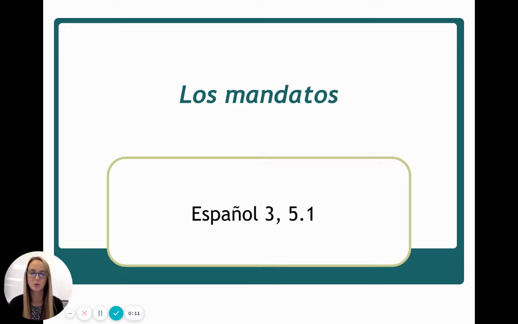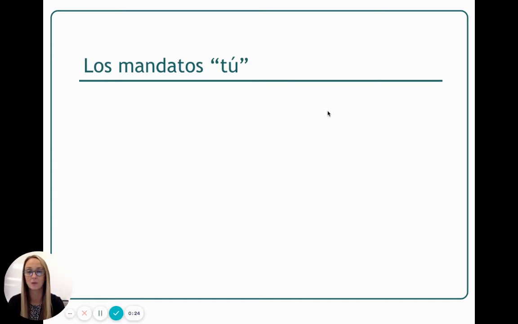So as I explained to you in the Schoology post, you need the document that goes alongside this video. So you'll watch the video and you'll head into the document and you'll turn both in essentially. So before we get right into that document, let's review what we already know about commands, los mandatos commands.